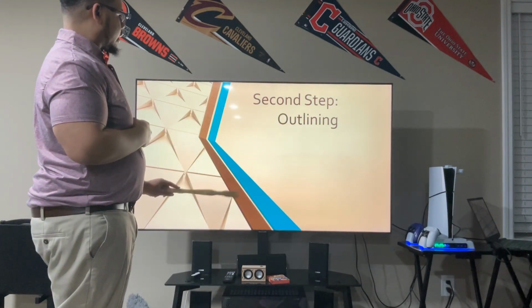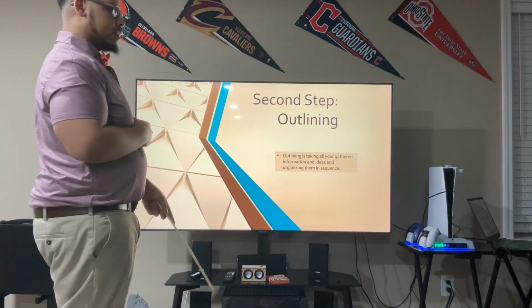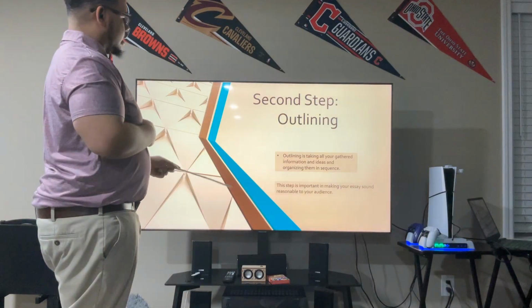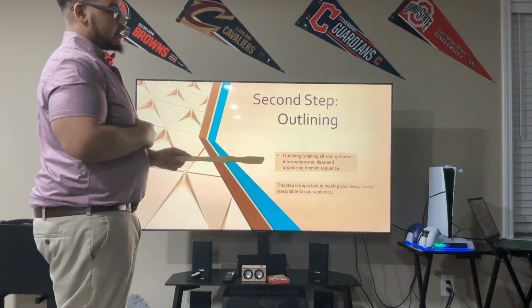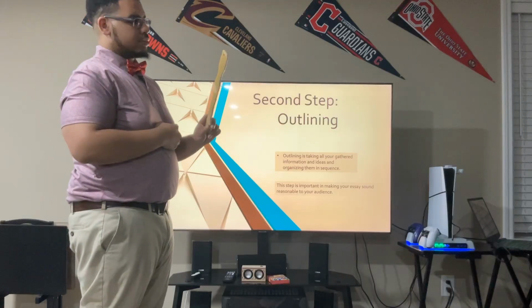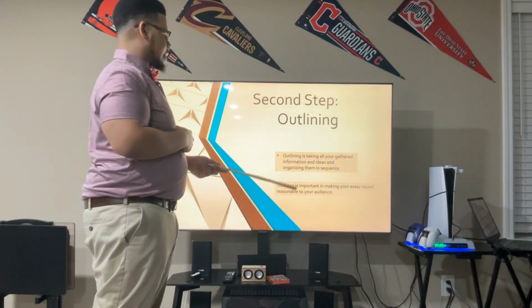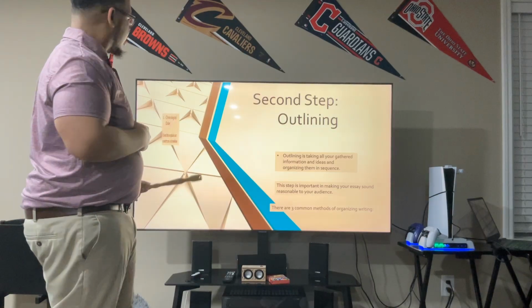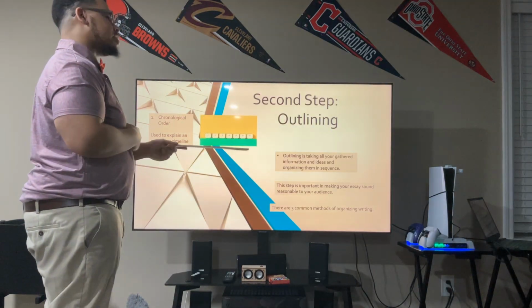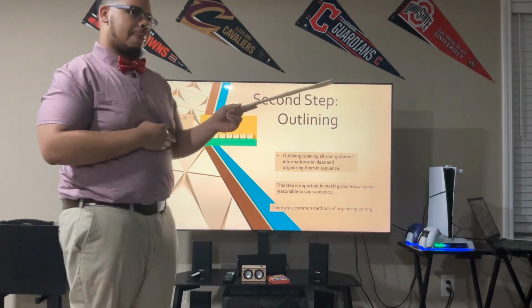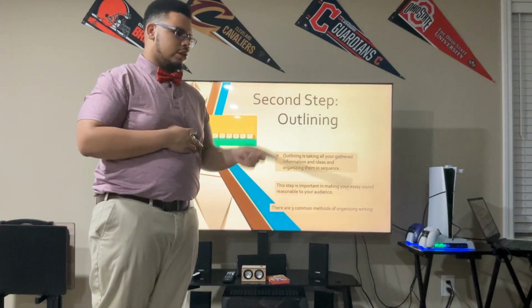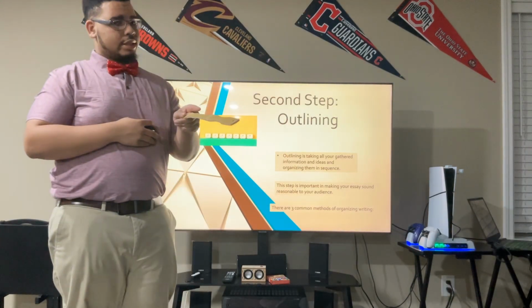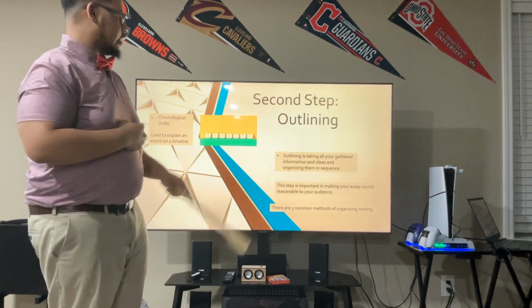So the second step, outlining, is taking all your information and putting it in order. This is very important to make it sound clear to your audience and have it make sense. There are three common ways. I'm just going to quickly go over these. Chronological order is basically putting things in a time sequence. So you wake up at 6, you get dressed at 7, leave for work at 8.